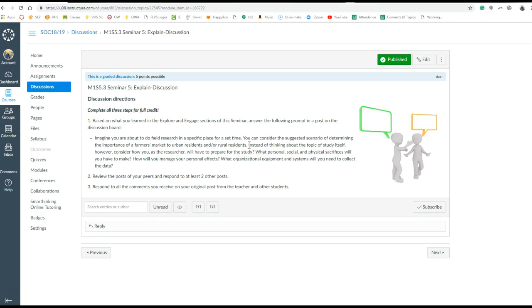So instead of thinking about the topic of study itself, consider how you as a researcher would have to prepare. What personal, social, and physical sacrifices would you have to make? So what I want you to do is just think about that and post it.